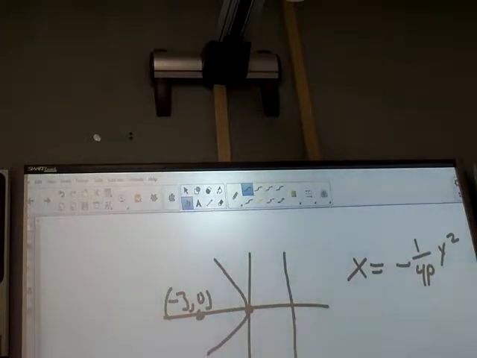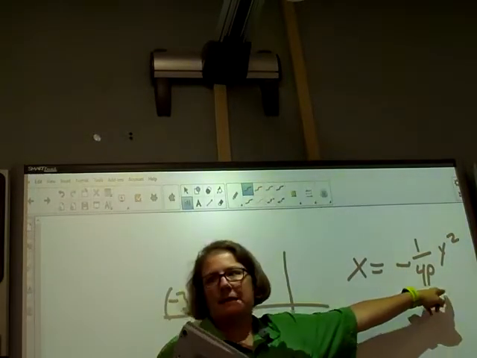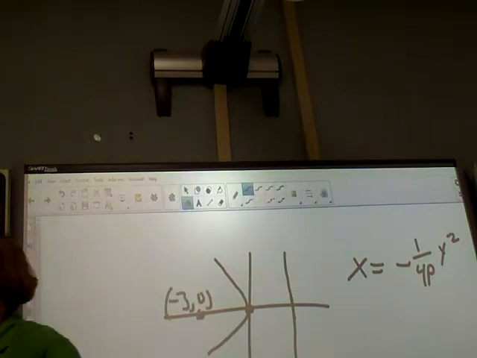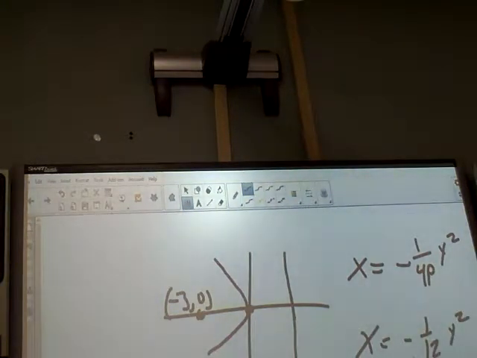So all I have to do now is plug my 3, because I know it's a 3 based on my focus and directrix, right? Plug my 3 in for the p. 4 times 3. So my equation here is just x equals -1/12 y squared. And that's it. So we don't have to worry about scooting it or reflecting or shrinking or stretching, which you do on some of those other ones.